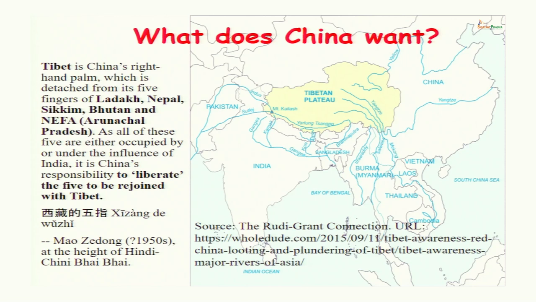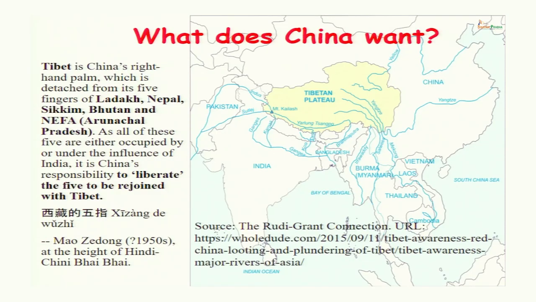So Mao had said that Tibet is China's right hand palm. This is the right hand, the palm of the right hand. So Tibet is the right hand palm, which is detached from its five fingers. These five fingers are detached from China, and these five fingers are Ladakh, Nepal, Sikkim, Bhutan and NEFA, the North-East Frontier Agency, which is today Arunachal Pradesh. These are the five fingers which are detached from China by whom? By India. All of these five are either occupied by or under the influence of India, and it is China's responsibility to liberate the five to be rejoined with Tibet.